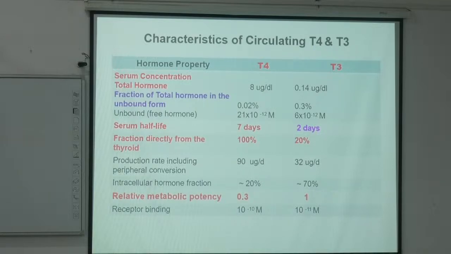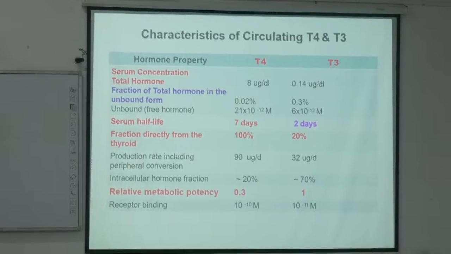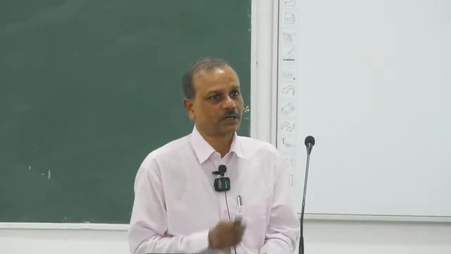Basically, T4 is converted to T3, and T3 exerts its action, and T3 and T4 combined regulate the TSH secretion. So for relative metabolic potency, you must remember that T3 is metabolically much more potent, while T4's serum half-life is 7 days. In contrast, T3 is not administered pharmacologically in patients, but T4 is.